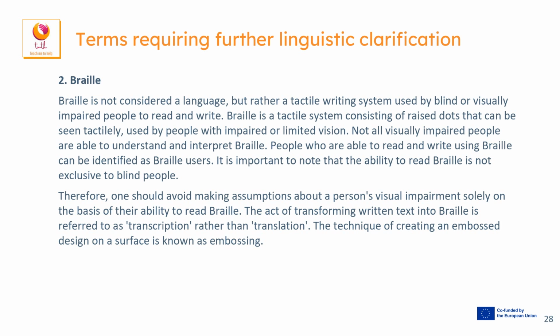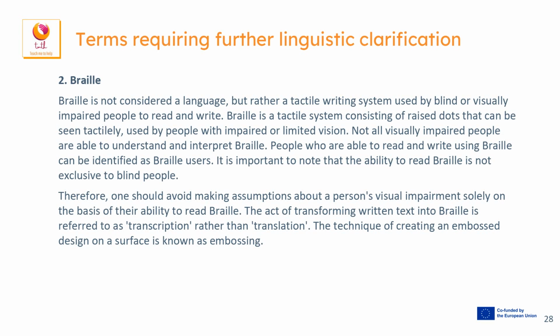2. Braille. Braille is not considered a language, but rather a tactile writing system used by blind and visually impaired people to read and write. Braille is a tactile system consisting of raised dots, used by people with impaired or limited vision. Not all visually impaired people are able to understand and interpret Braille. People who are able to read and write using Braille can be identified as Braille users.